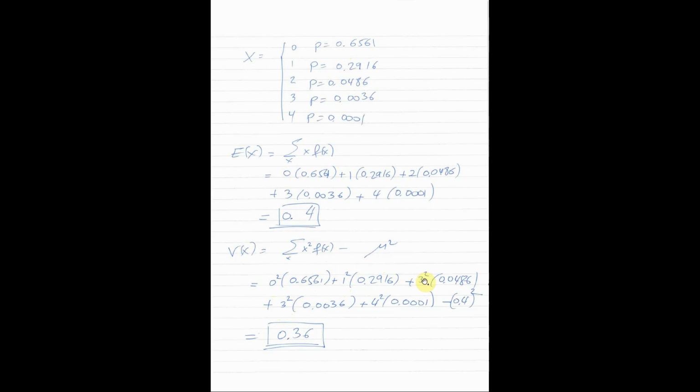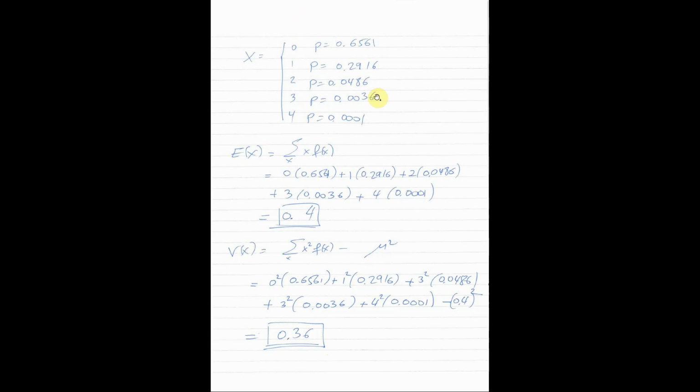We forgot the 2 here. This is a 2, sorry. 2 squared times the probability plus 3 squared times the probability 0.0036, finally plus 4 squared times the probability 0.0001. We're not done. Once we have this term, we have to subtract mu squared. What was mu? We got it in the first step, 0.4, so we have to subtract 0.4 squared. If you calculate all these terms, add them up, and then subtract 0.4 squared, the answer is 0.36.